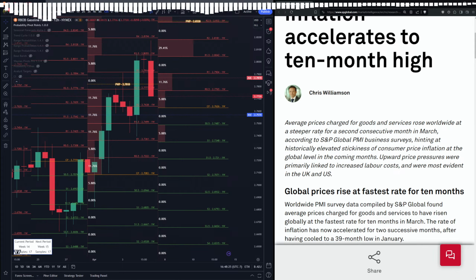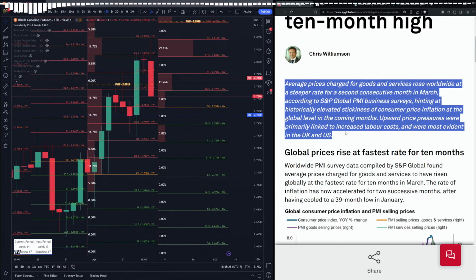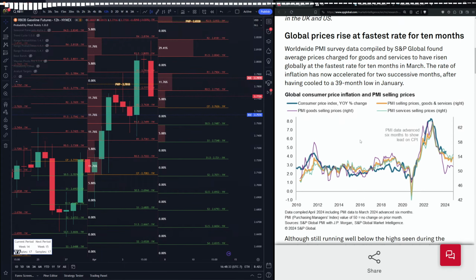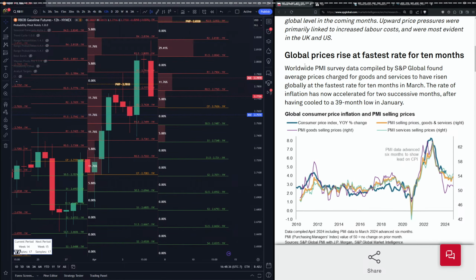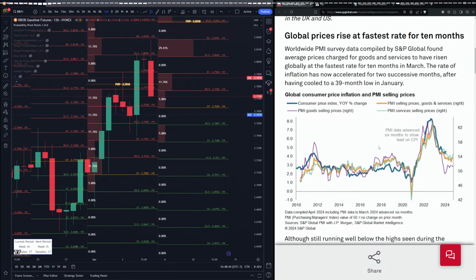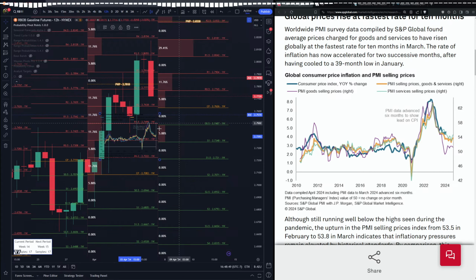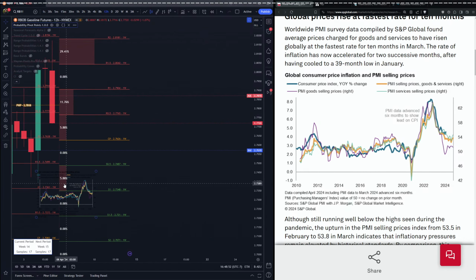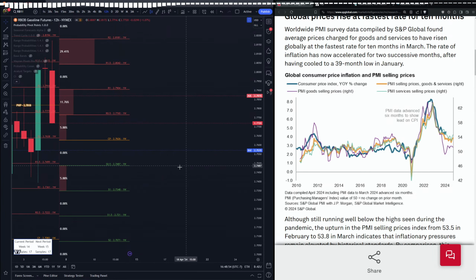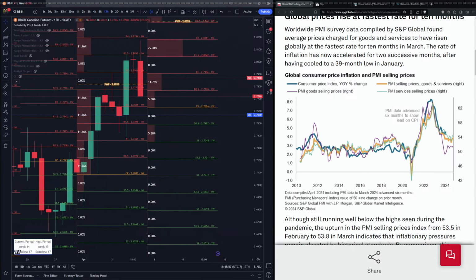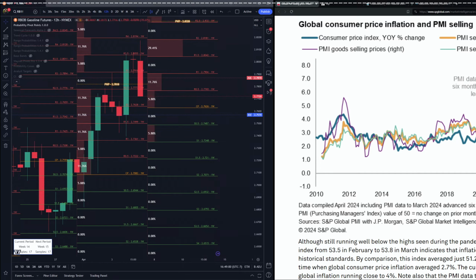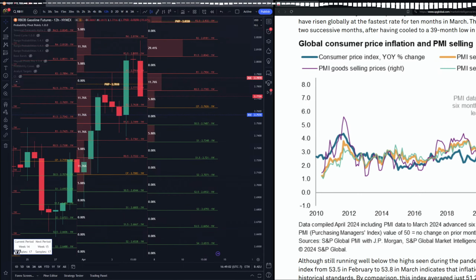So let's go ahead. We can read this little blurb here, and it'll essentially tell us what we need to know. But there's a couple of charts here that I want us to take a look at. Global prices rise at fastest rate in 10 months. So when we look at this chart here, actually, if I just copy and paste it over here, oh wow, that is transparent, so I can't really copy paste it with the white background. Maybe if I do this, yeah, that should be much easier for you guys to see.